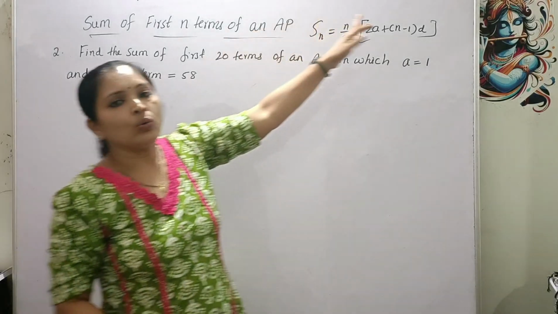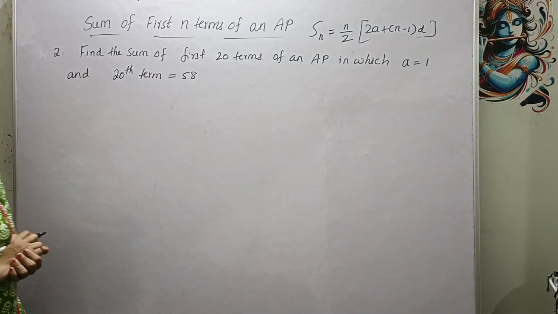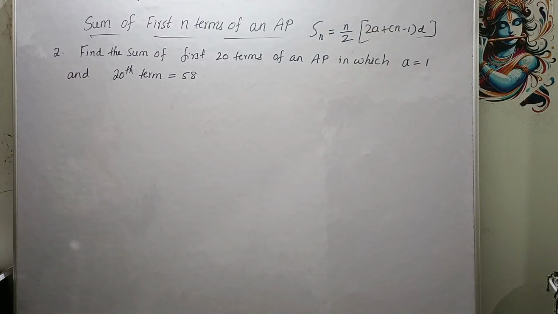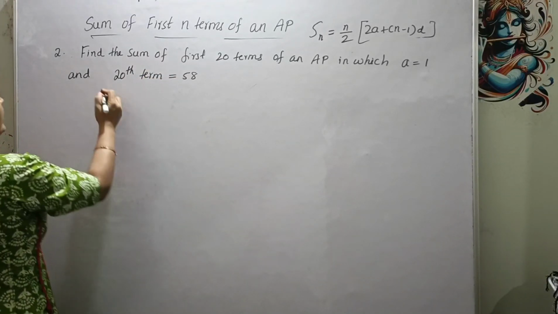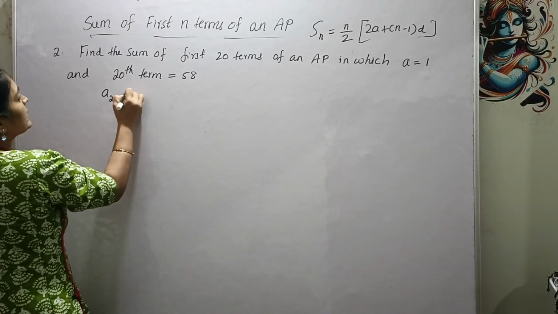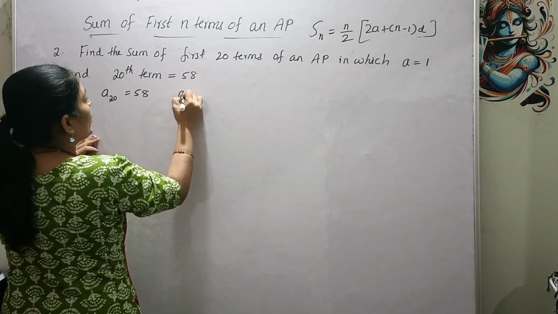Here we don't have this d. That means common difference. We don't have common difference. So we have to find the common difference from this. That is 20th term is equal to 58. So 20th term means a20 is equal to 58. It is given.